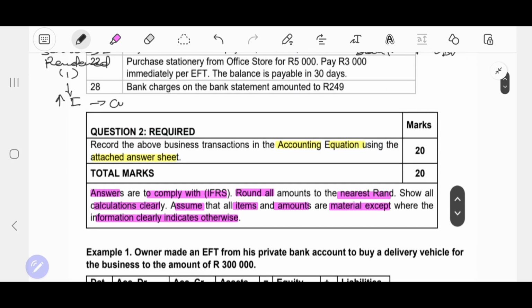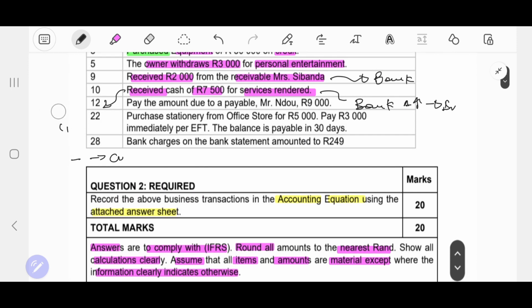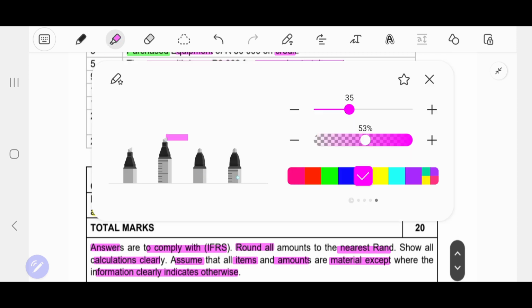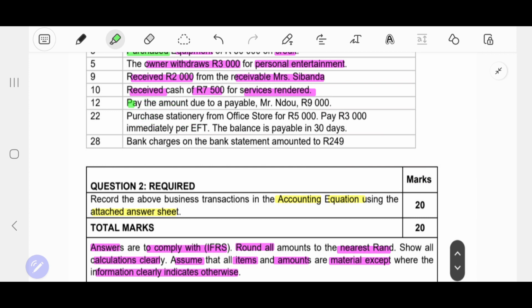Next, pay amount due to a payable. A payable, we are paying a payable. We are paying a creditor, so we are reducing a liability, which is Mr. Ndo 9,000. So we are reducing a liability. Remember, we said that assets increase on the debit side, they decrease on the credit side. And then equity and liabilities, they increase on the opposite side. So they increase on the credit side. So equity increases on the credit side, and the liabilities increase on the credit side.